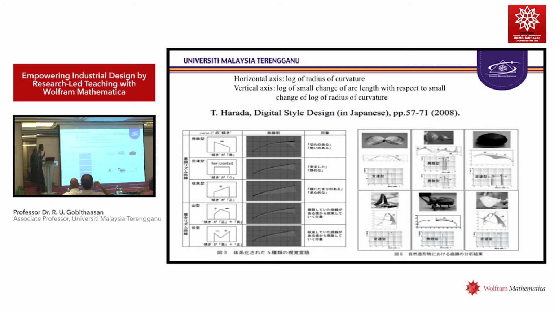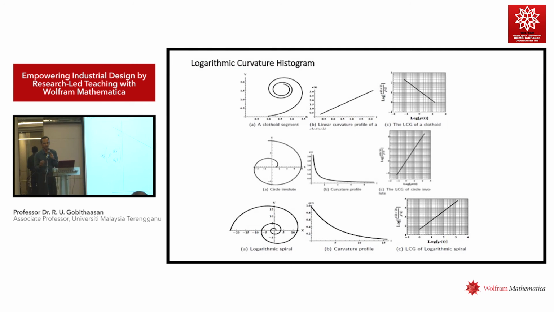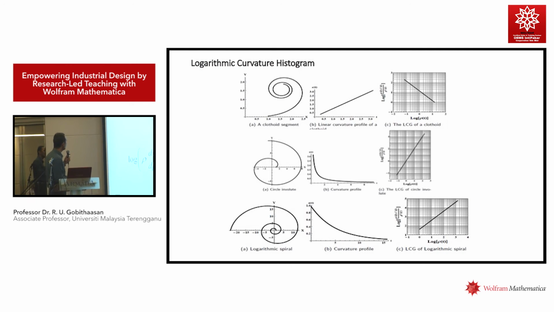So back in 1999, a Japanese researcher, Harada, and his team scanned all the curves in nature, and then all the curves used for car design. From there they found a graph called the logarithmic curvature graph, where this is rho. Rho represents the radius of curvature.